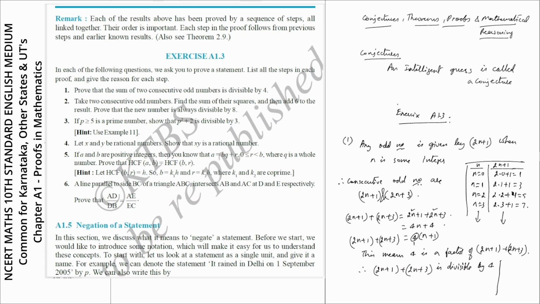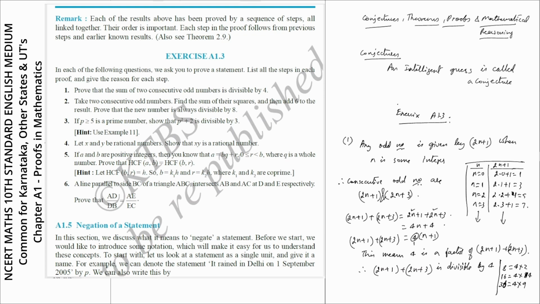For example, 8 I can write as 4 into 2. What it means? 4 is a factor of 8. That means 8 is divisible by 4, right? Now 16 I can write as 4 into 4. That means 4 is a factor of 16. That means 16 is divisible by 4. Similarly, take 36. I can write this as 4 into 9. That means 4 is a factor of 36. That means 36 is divisible by 4.